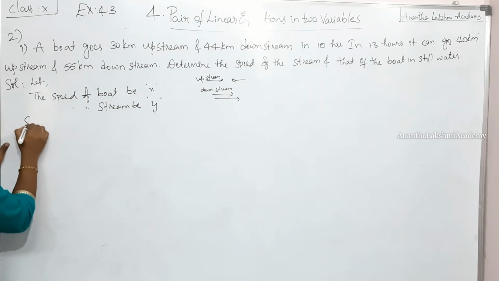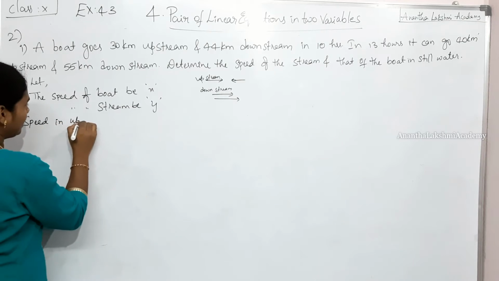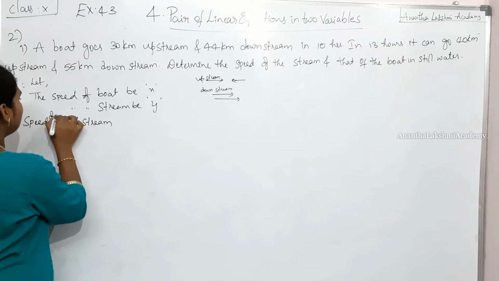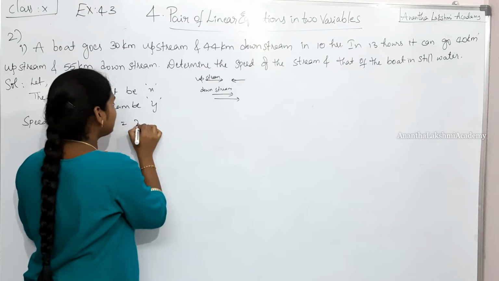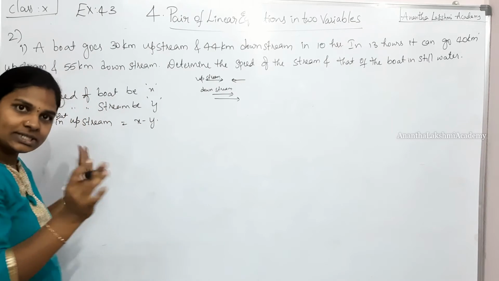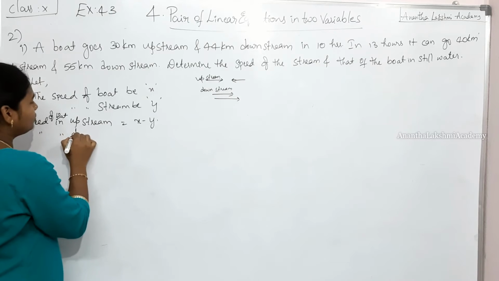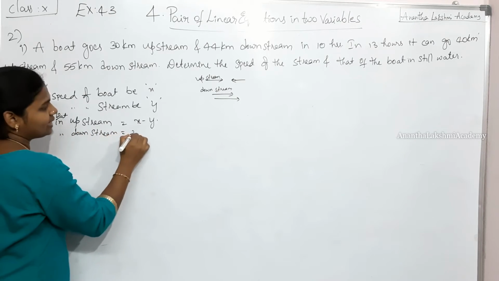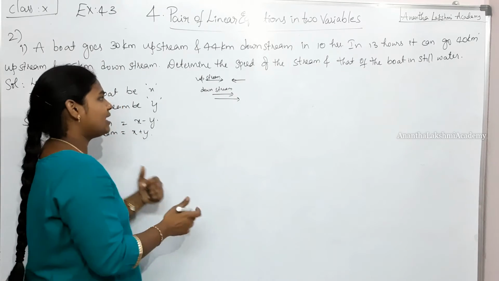So the speed of the boat in upstream is nothing but x minus y, because the speed is opposite. The speed of the boat in downstream is nothing but x plus y. Here it adds up because both of you are moving in the same direction.